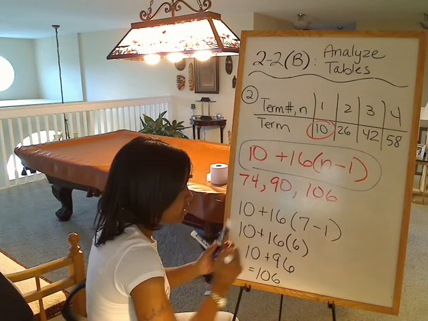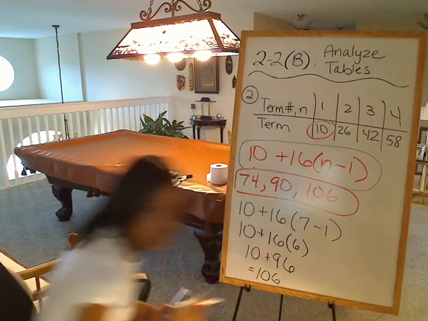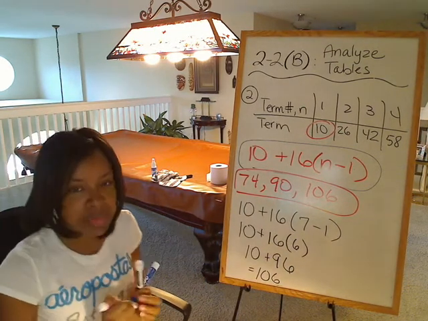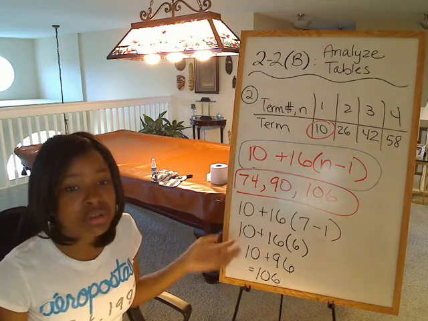Again, some people might say, so those are your 3 answers. These are your answers. This is your answer. 74, 90, and 106. Some people might just say, why don't we just add 16? Keep adding 16. Yes, you could do that.